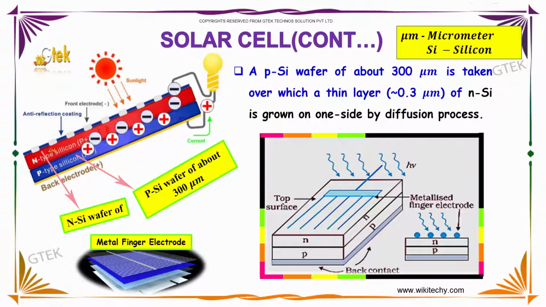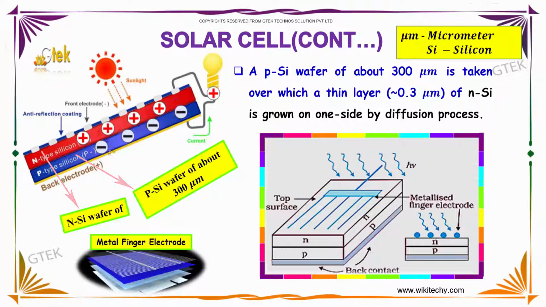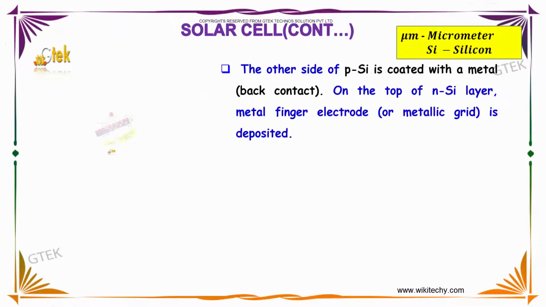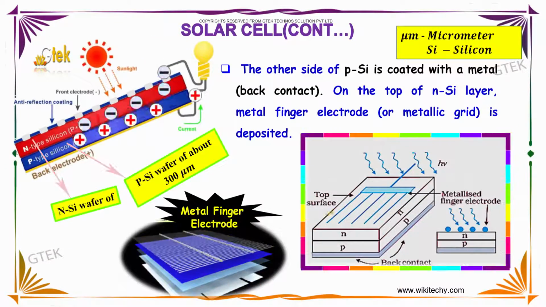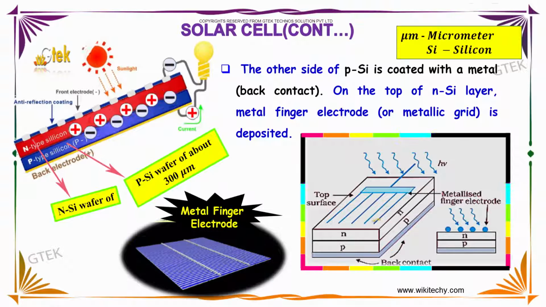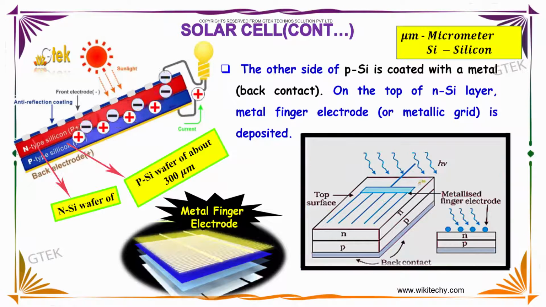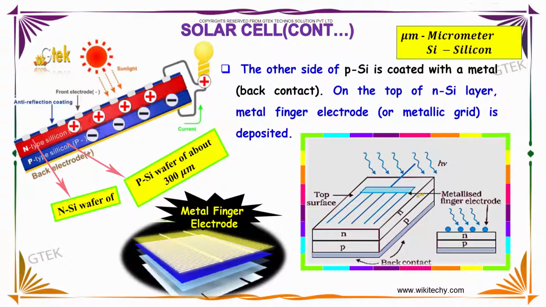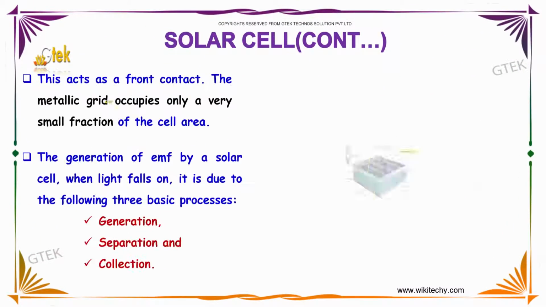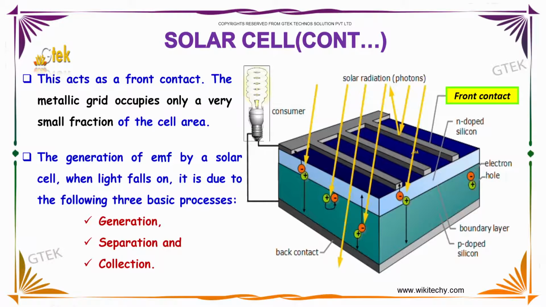You are able to see the N silicon layer on a P silicon wafer of about 300 micrometer. The other side of P silicon is coated with a metal, that's a back contact. On the top of the N silicon layer, a metallized finger electrode is deposited. This acts as a front contact. The metallic grid occupies only a very small fraction of the cell area.